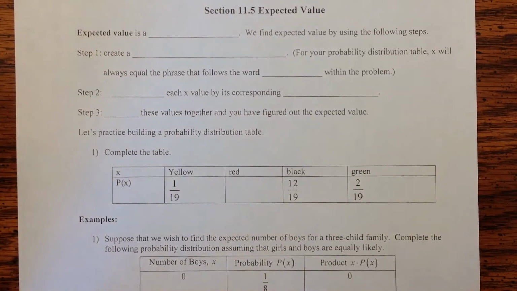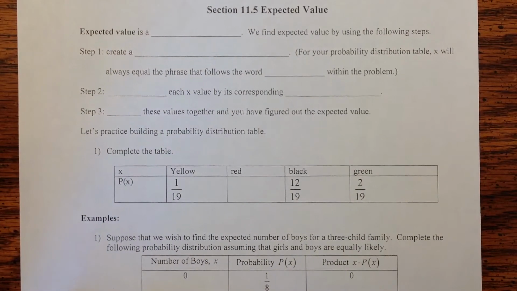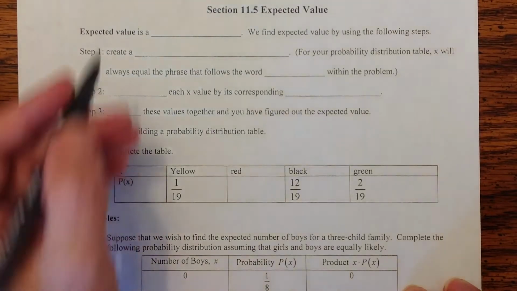All right, we're finishing up Chapter 11 on probability, and we're going to look at expected value. So expected value is a weighted average.